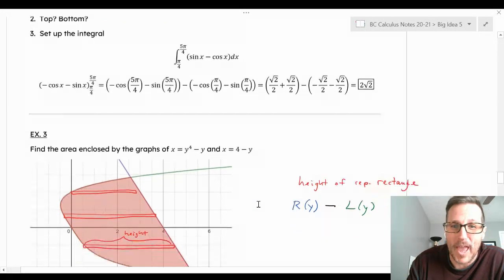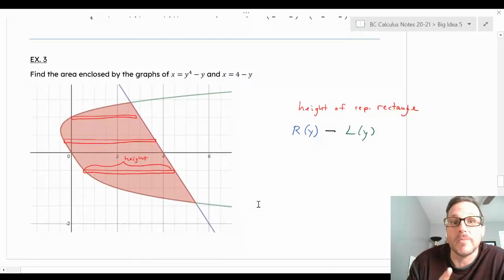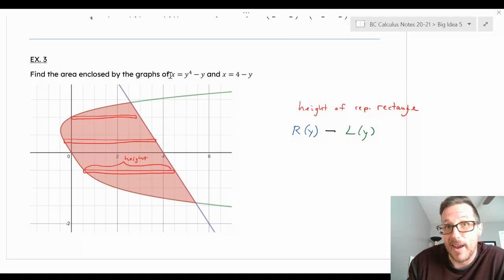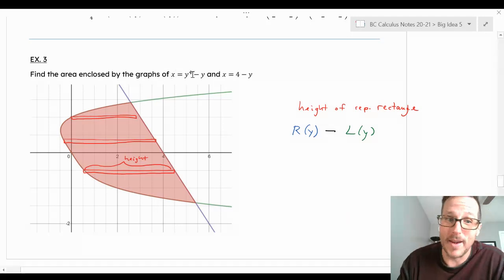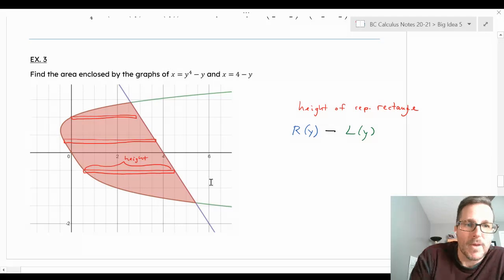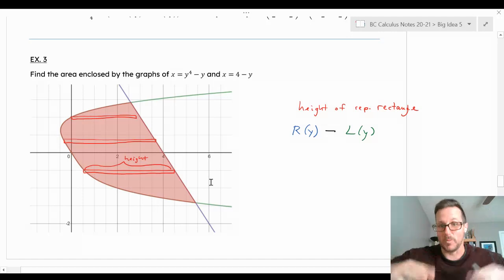Well, here comes one in terms of y. You're going to see these occasionally. Occasionally, you get some in terms of y. So we want to find the area that's enclosed by the graphs of x equals y to the fourth minus y and x equals 4 minus y. You're probably not a pro at graphing things in terms of y, so Desmos is your friend. I did that on Desmos. And the height of the rectangles, now the height is like sideways.